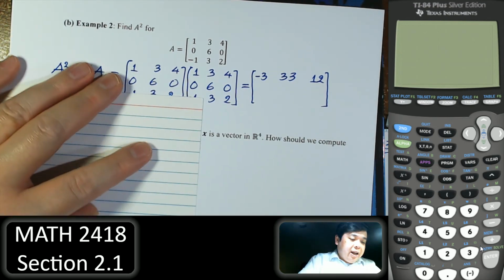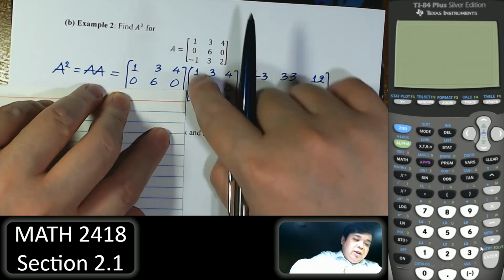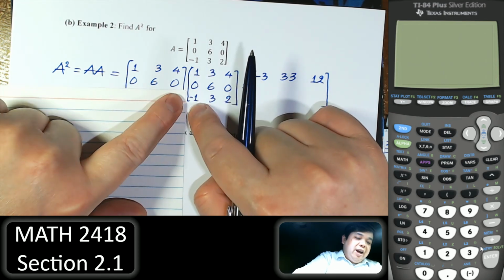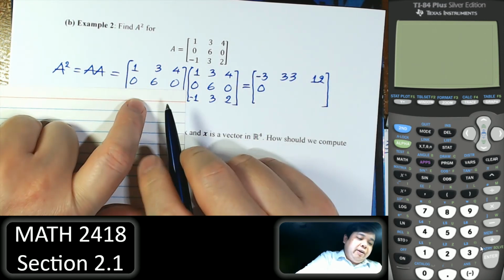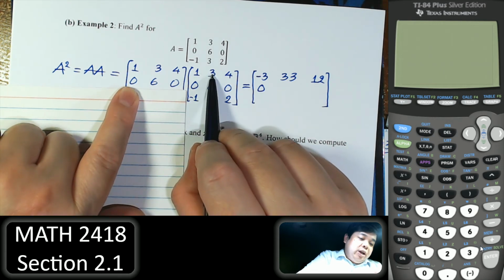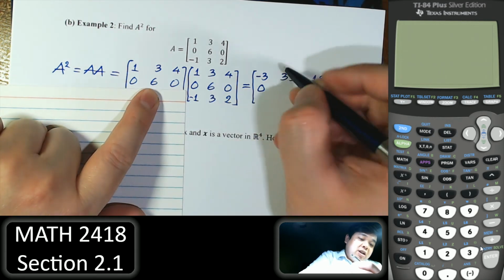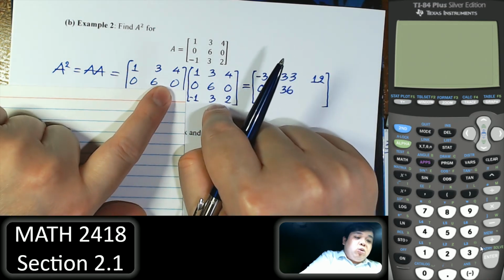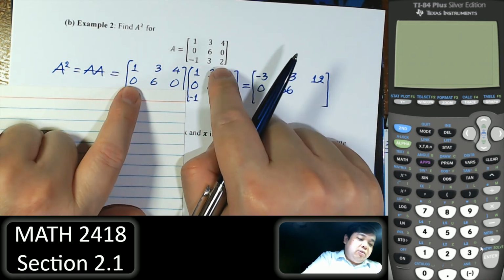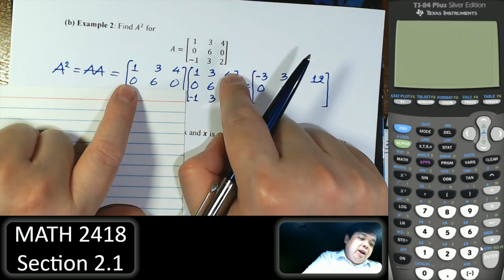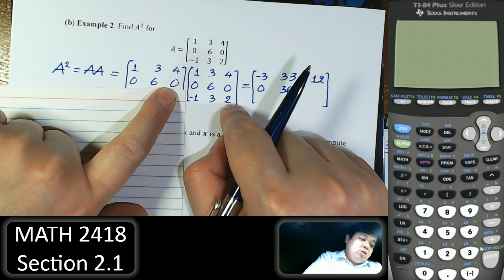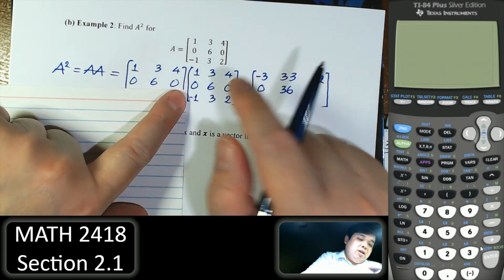Right, now second row, first column, 0, 0, and 0, so that's easy. So times 3, 6 times 6, 36, and 0 times 2 is 0, so 0, 36, and then 0 times 4, 0, 6 times 0, 0, 0 times 2, 0, so all 0, 0, and 0.